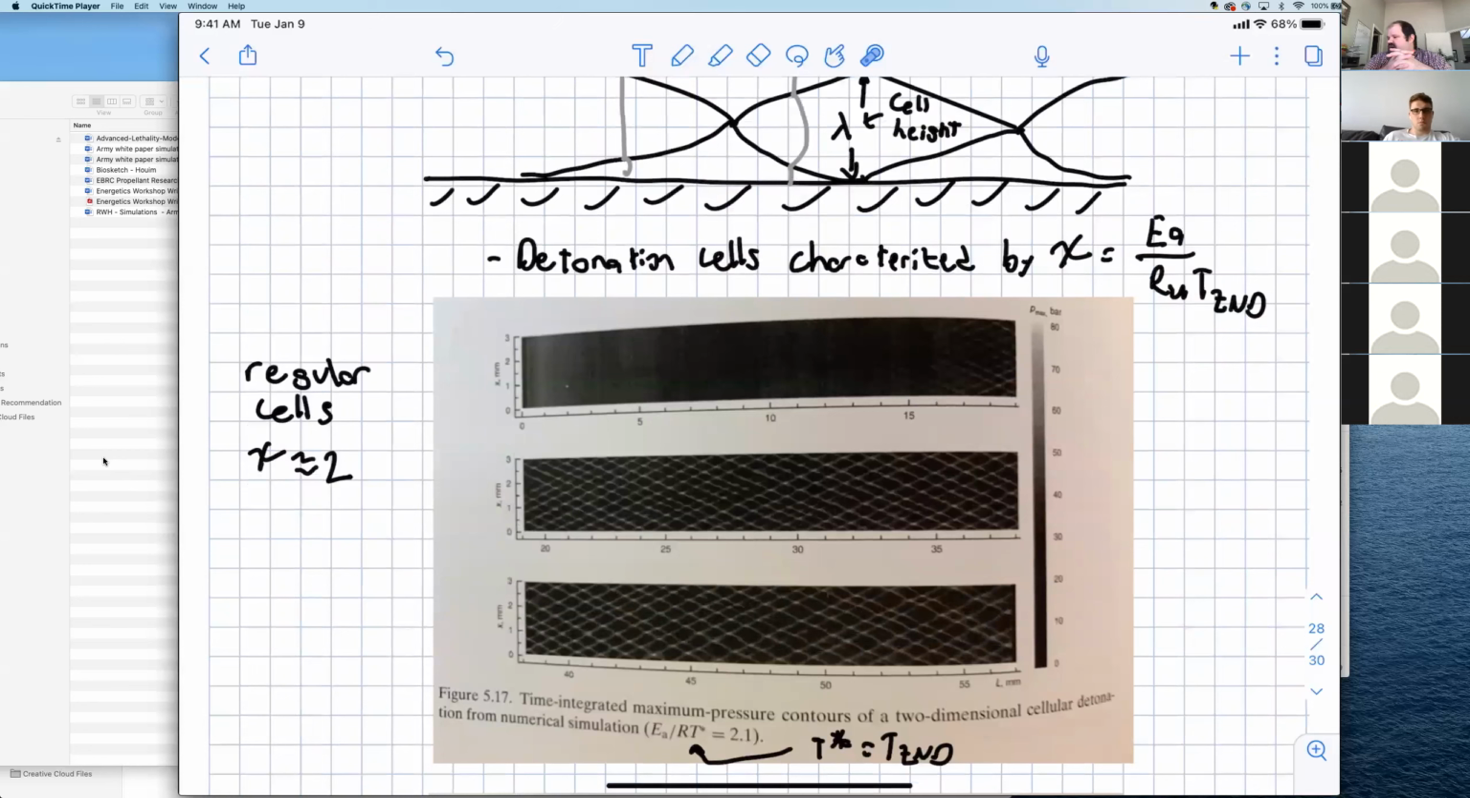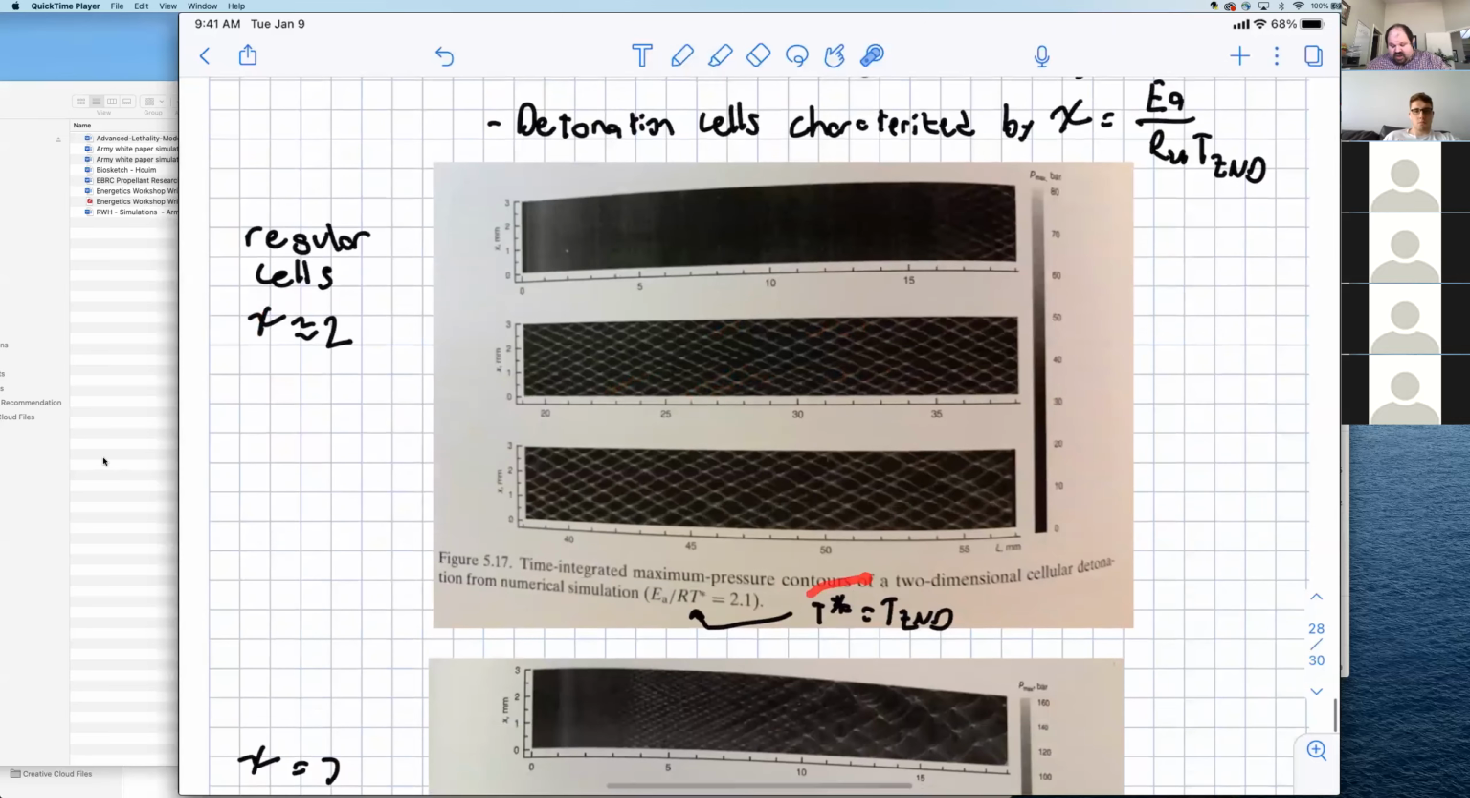You may be thinking, well, to produce these cells, you need a very compressible material. But I will remind you that at 60 GPa or 40 GPa, a solid material is extremely compressible. And so at those conditions, the solid material flows basically like a fluid. Okay, and so if the chi parameter is 2, you produce these nice regular cells here. So this here is a numerical soot foil, just a track of the maximum pressure, and you see these nice regular cell patterns. In this here, T star is the ZND temperature.